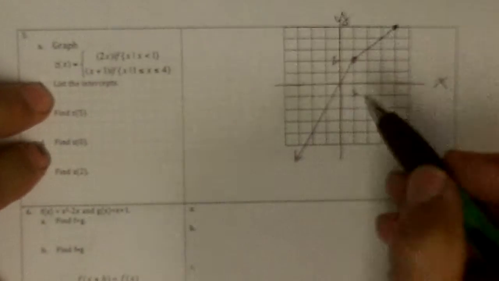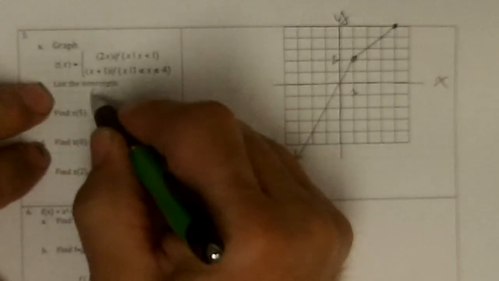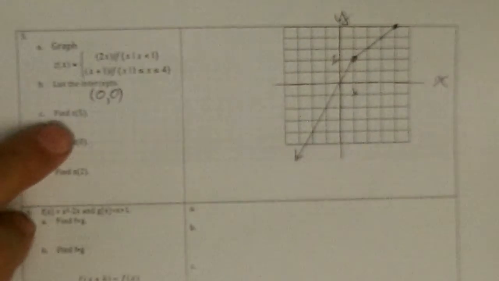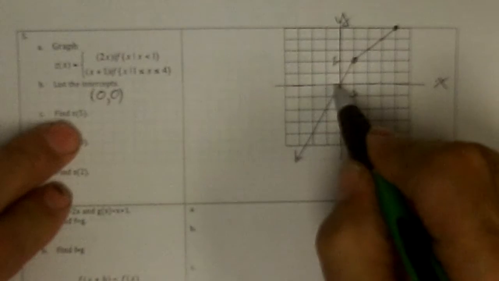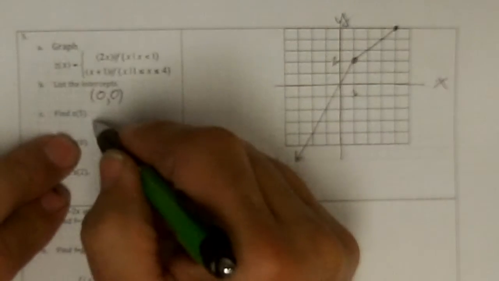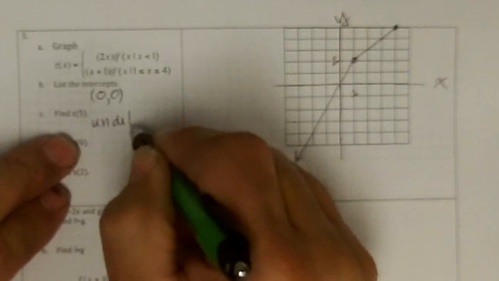List the intercepts. There's only one, and that is 0, 0. That's both an x and y intercept. What do I get when I go to 5? 1, 2, 3, 4. The graph doesn't go to 5. Undefined.